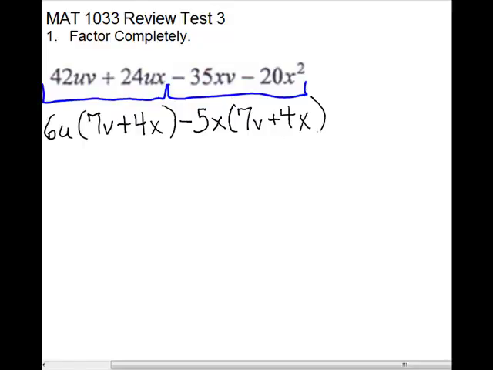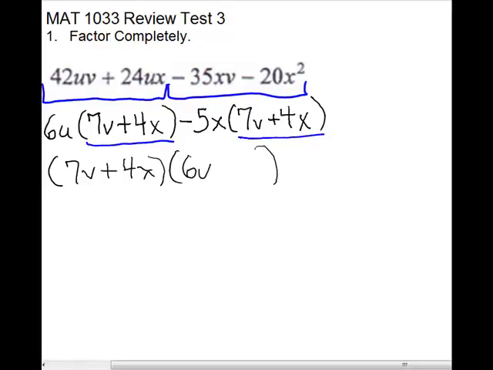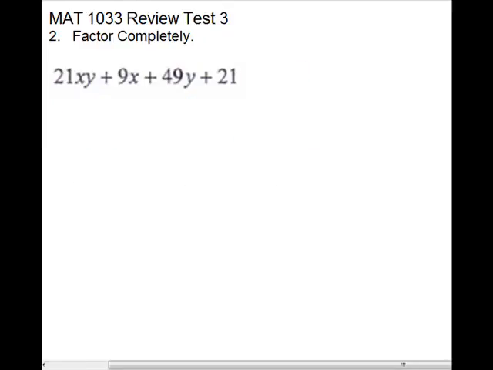Now we'll look at our whole term, and what we hope happened is that we did get a common binomial, which we did. So now this will be our GCF. So we'll take out the 7v plus 4x, and to get back just to the line above, we're missing 6u minus 5x.